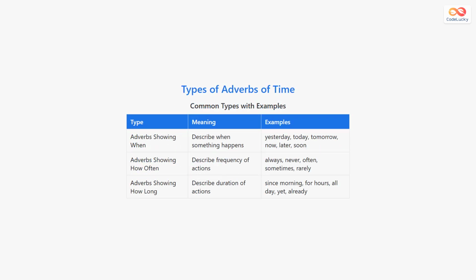There are different types of adverbs of time. Some tell us when something happens, like today or tomorrow. Others tell how often something happens, like always or sometimes. Some describe how long something lasts, such as since morning or for hours.